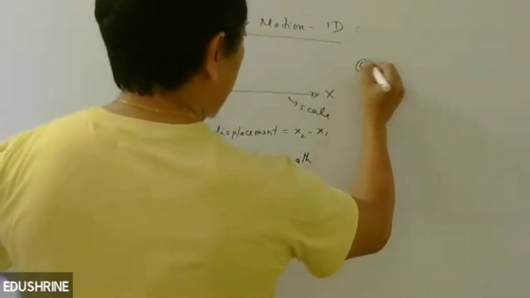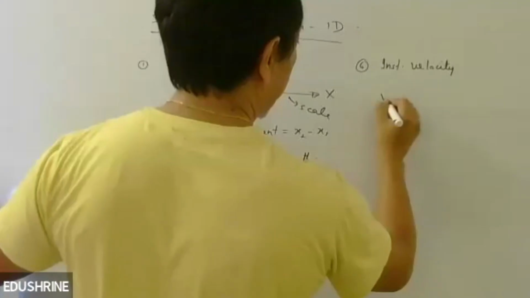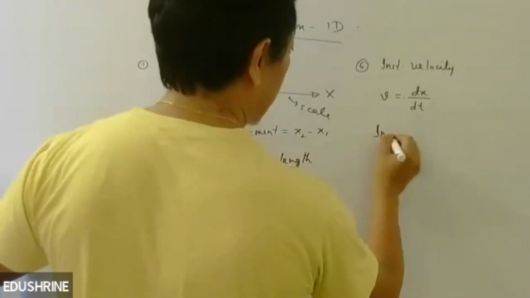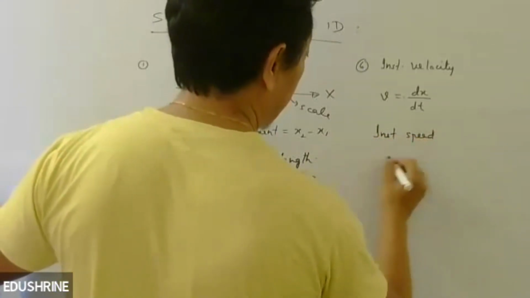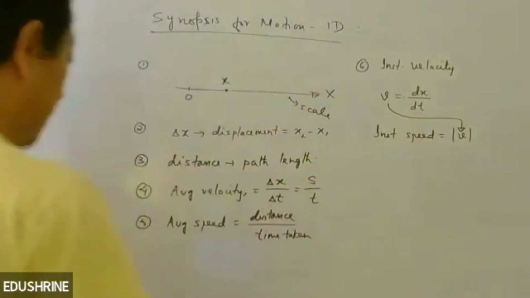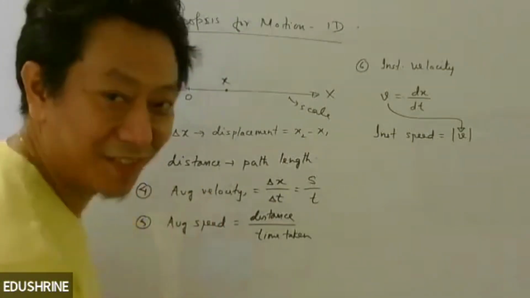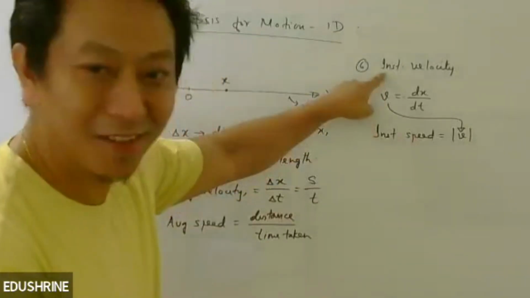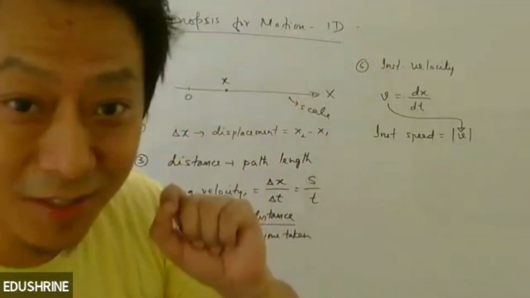Then if you want instantaneous velocity, it is dx by dt. And if you want instantaneous speed, then it is just the magnitude of velocity. Okay? But don't say this is the magnitude of this. Why is this not the magnitude of this, but this is the magnitude of this? Instantaneous speed is the magnitude of instantaneous velocity.